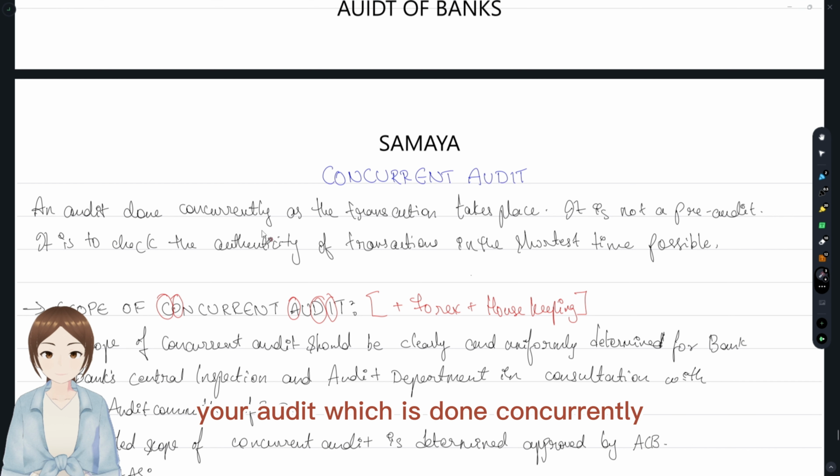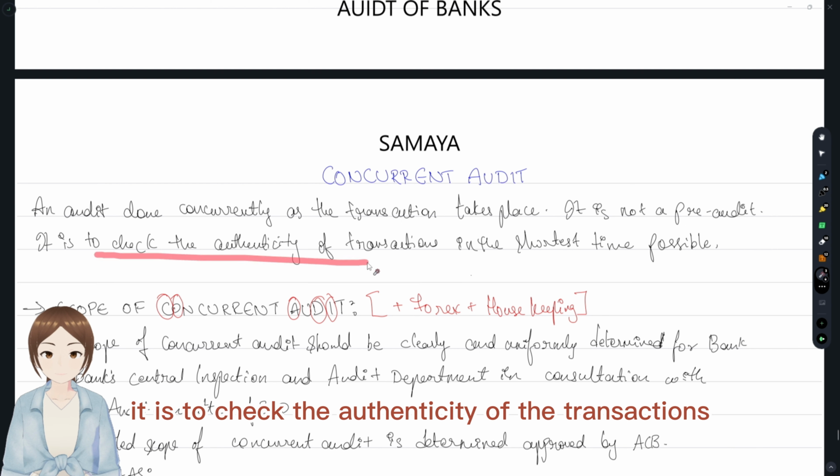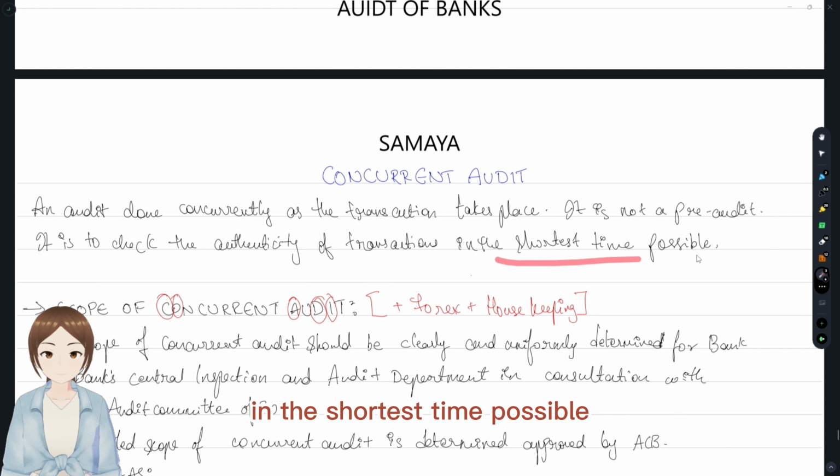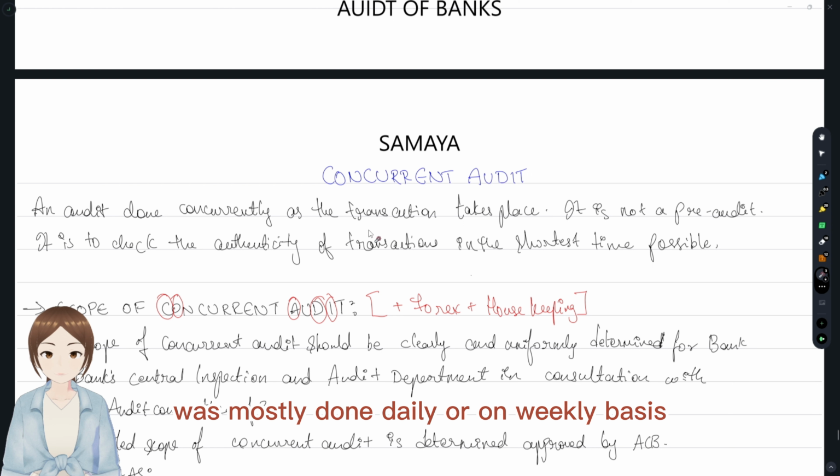With regards to the concurrent audit, this is the last topic in bank audit. It is an audit which is done concurrently as a transaction takes place. It is not a pre-audit. It is to check the authenticity of the transactions in the shortest time possible. Concurrent audit was mostly done daily or on a weekly basis.